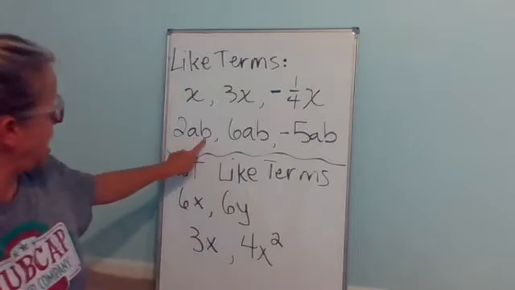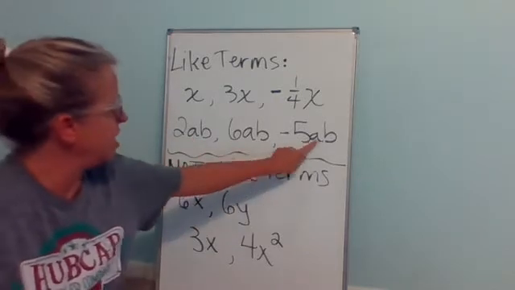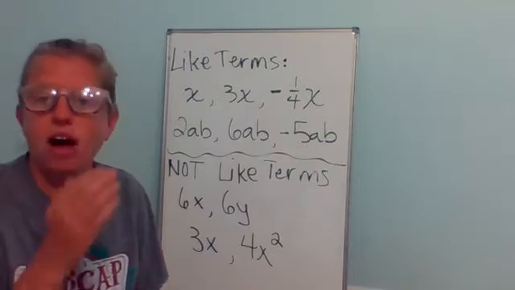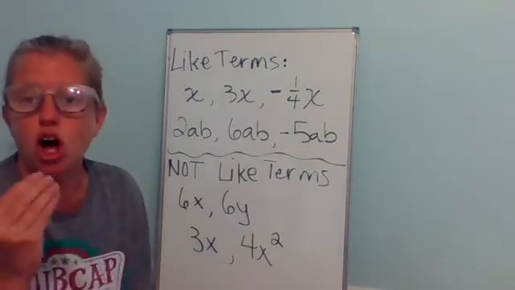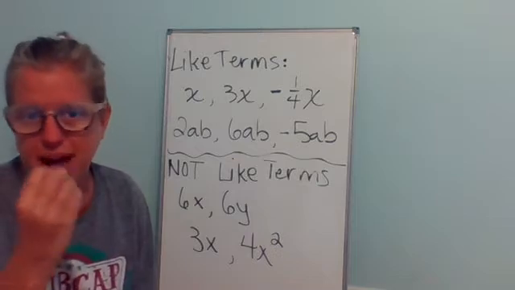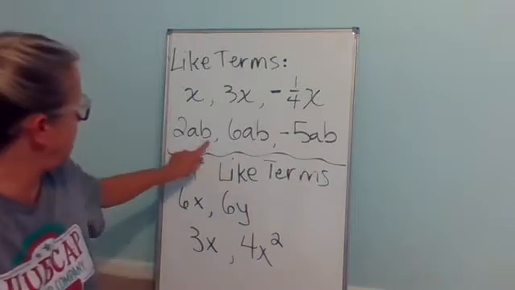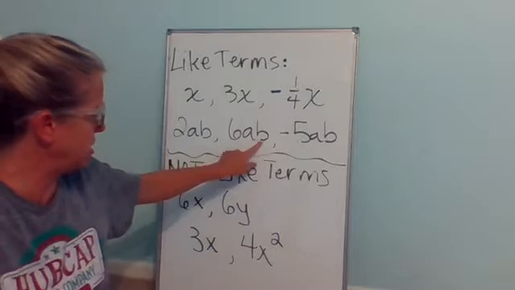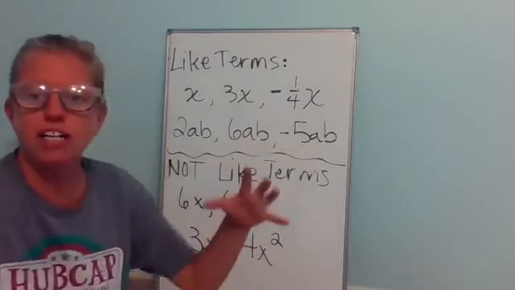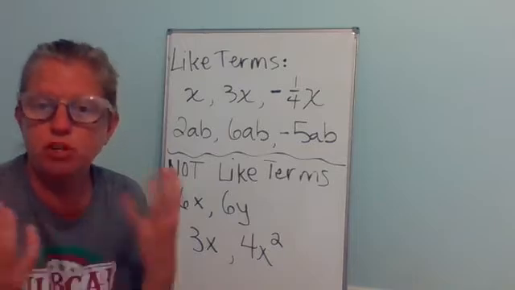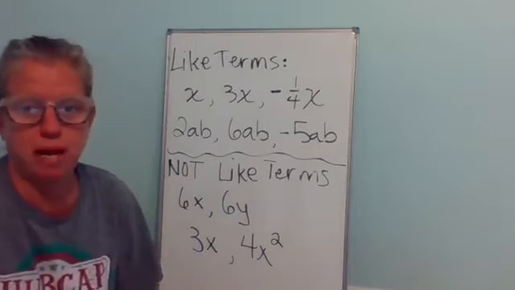Also here, that's an AB, that's an AB, and that's an AB. So even though they have multiple letters, they all have the same multiple letters. They're all ABs. It's kind of like putting all the same eggs in the same basket. Okay, so if your variables are exactly the same, then you are like terms, which means those terms can be combined into one term. You can put them all together, which we're going to do in a minute.